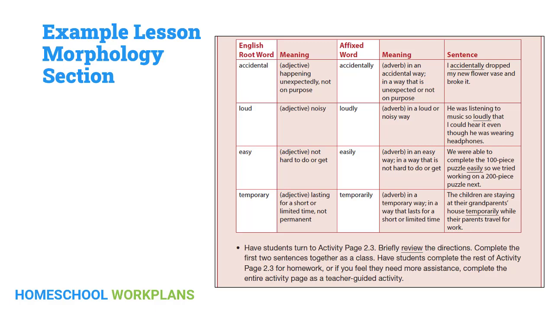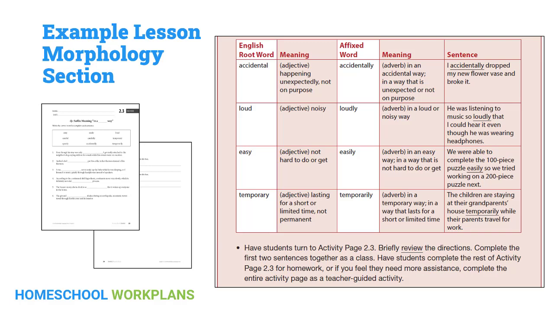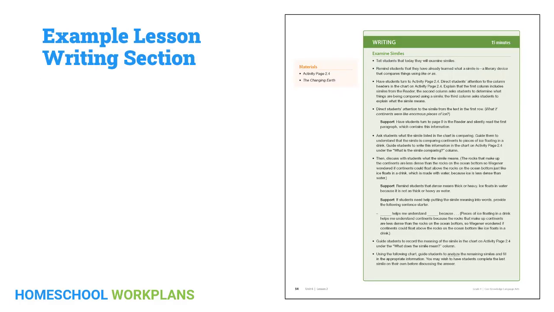So then after you've given your student this example practice, you'll have them use activity page 2.3 for more practice. And right there at the bottom, again, in the teacher's guide, it's suggesting that we help students complete the first 2 sentences in the activity page and then give them a chance to do the others on their own and providing support as needed. All right, so that's it for the grammar and morphology portion of the lesson. So let's go ahead and turn the page and tackle the third and final part of the lesson, which is writing.